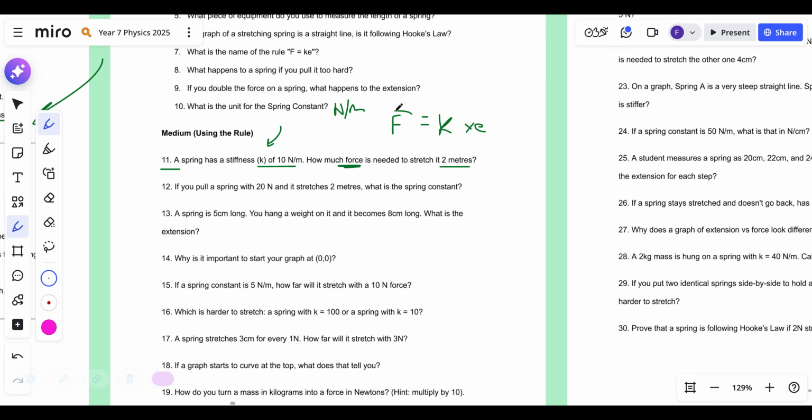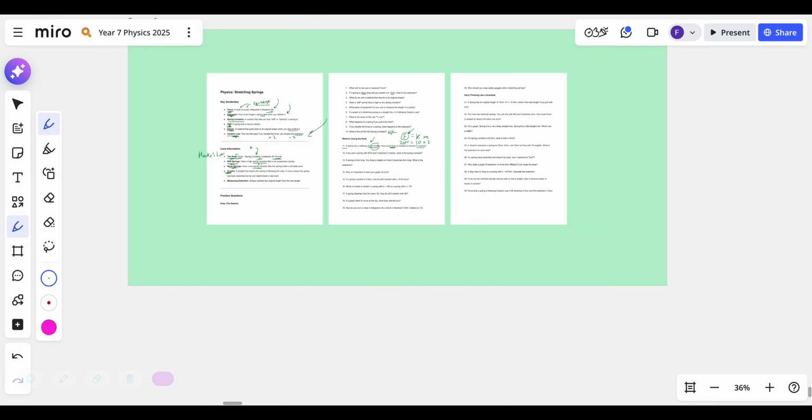F stands for force. Oh, we're trying to find force. That's equal to k. They gave me k. 10 times extension, 2. 10 times 2 is 20. It is a force. The unit of force is newtons. Dun, dun, dun. You're done.